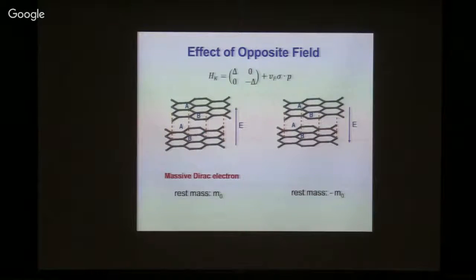One side has positive mass and one side has negative mass. In that case, we not only need to look at the energy spectrum, we need to look at the wave functions and how they connect with each other.